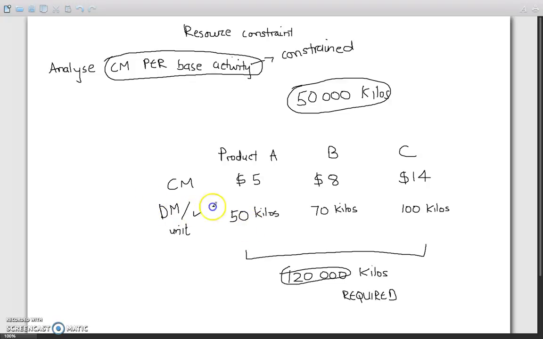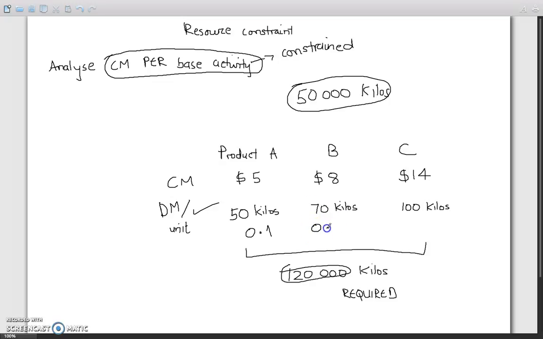It's direct materials, right? So now what you have to do is divide the contribution margin for each product by the direct material that each product takes up. So I'm going to come up with 3 different numbers. The first one is 0.1, which is 5 divided by 50 kilos. The second is 8 divided by 70, so that's 0.1142. And the last one is 14 divided by 100, so that's 0.14.